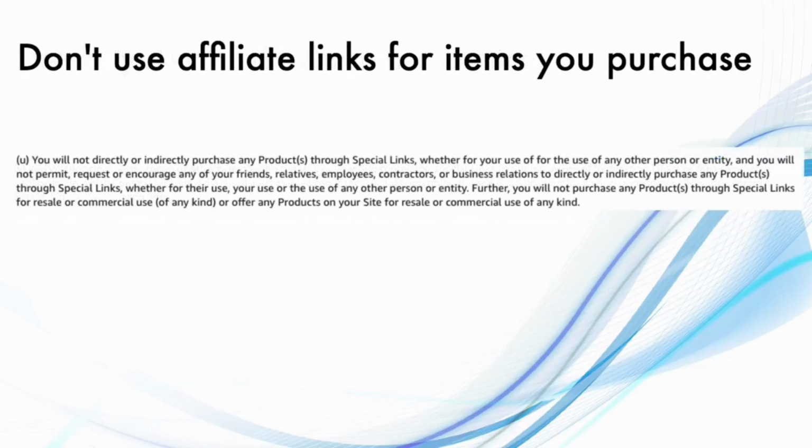The next item is: don't use affiliate links for items you purchase. Make sure that whenever you're buying a product on Amazon, you're not using an affiliate link. Promoting the link among friends, relatives, employees, contractors, or business relations to directly or indirectly purchase any products through special links, whether for their use or your use, is not encouraged by Amazon.